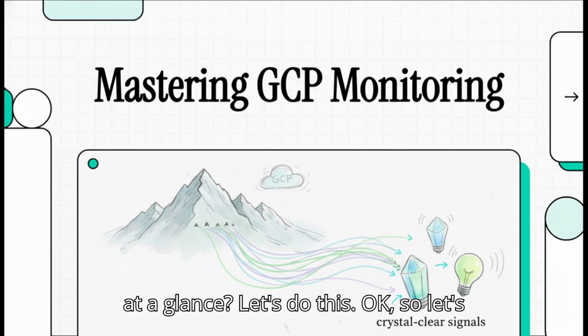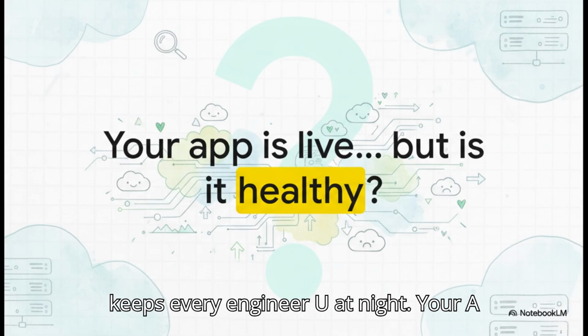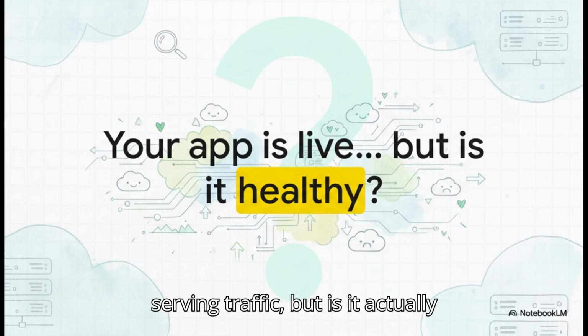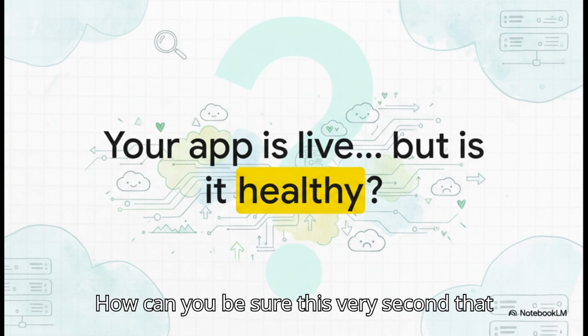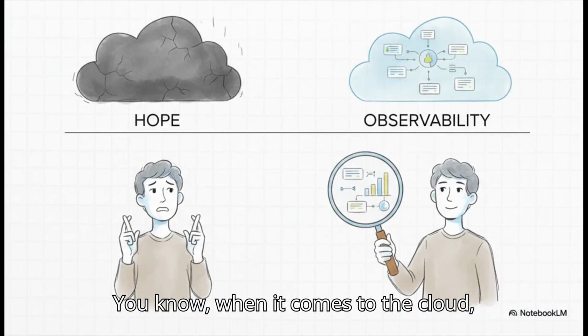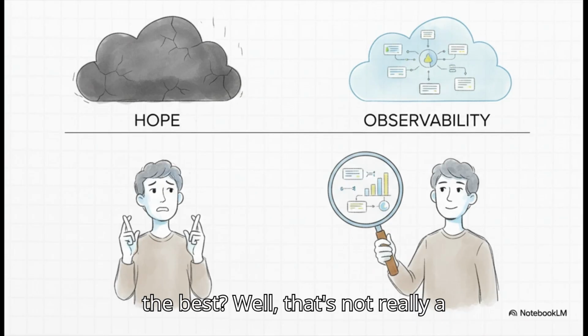Let's do this. Okay, so let's just start with the one question that keeps every engineer up at night. Your app is live, right? It's out there, it's serving traffic. But is it actually healthy? I mean, how do you really know? How can you be sure this very second that your users are having a good experience? You know, when it comes to the cloud, just crossing your fingers and hoping for the best, well, that's not really a strategy, is it?